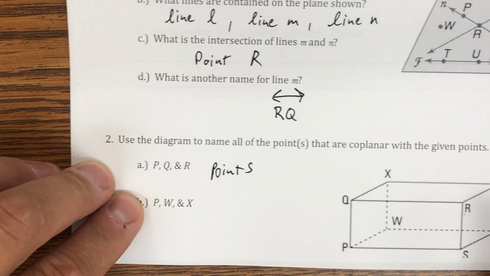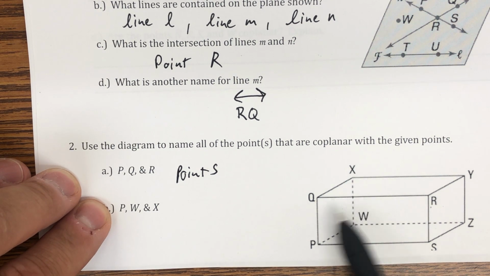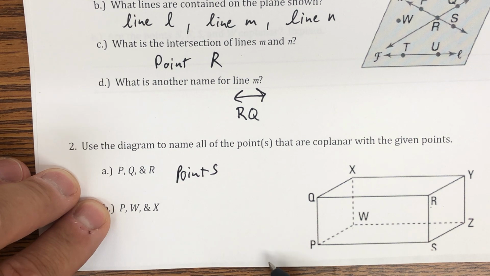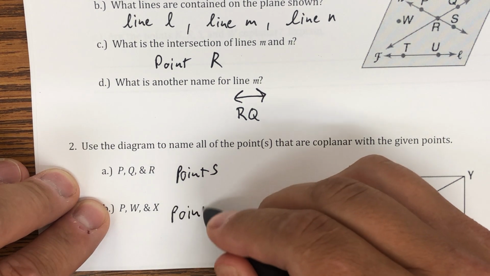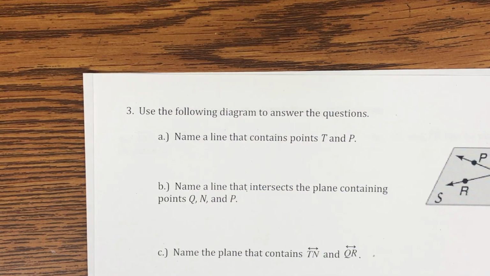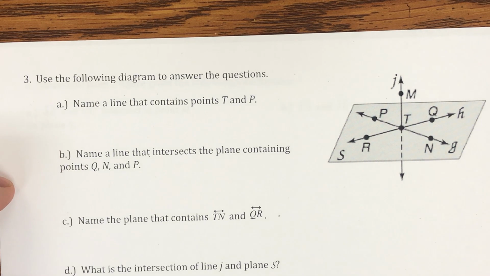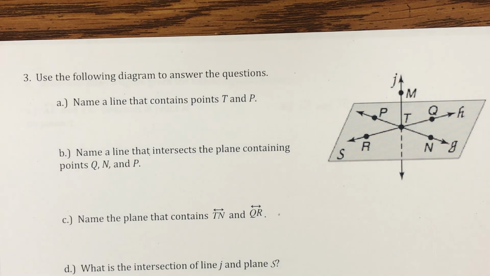And next one, I have to identify P, W, and X. So where's P, W, X? That's the left side. And the other point that's on that plane on the left is point Q. So just have to identify what it's asking me for and locate. All right, got a few more here. There we go. Make sure we can see everything.